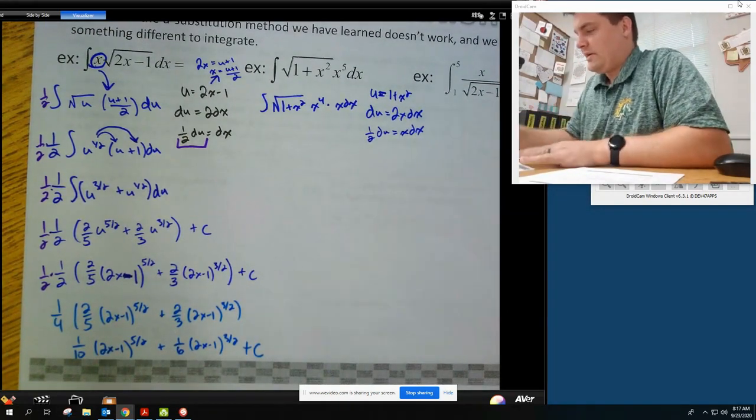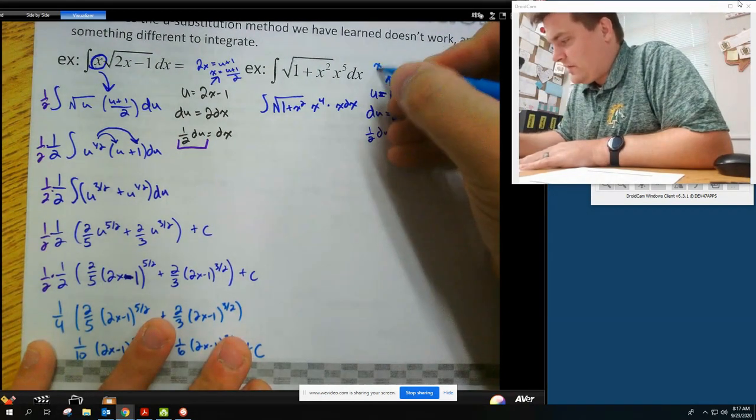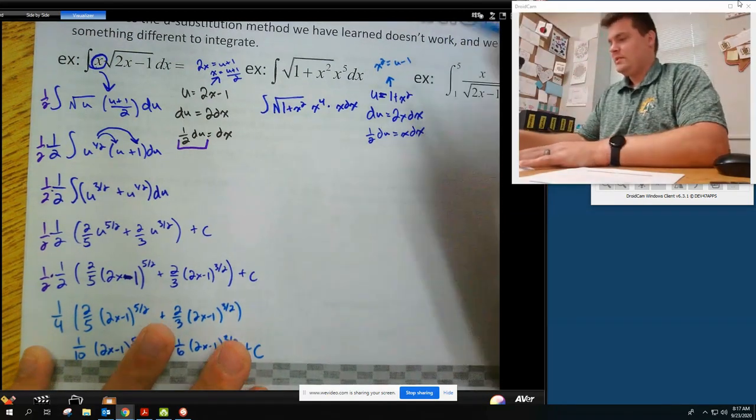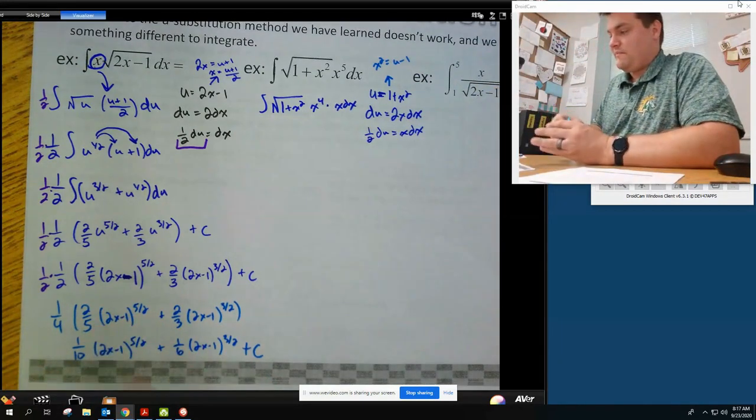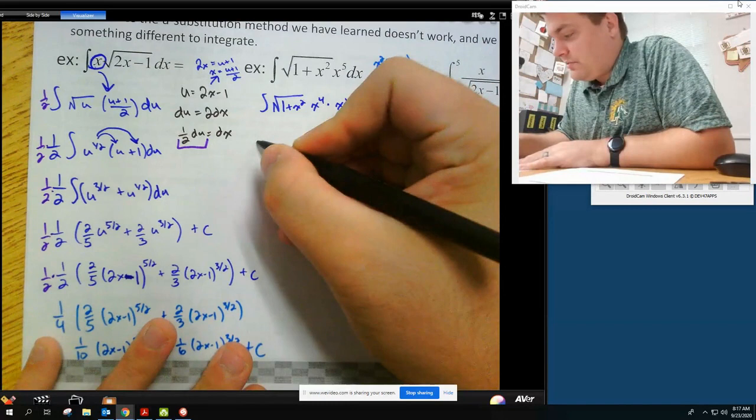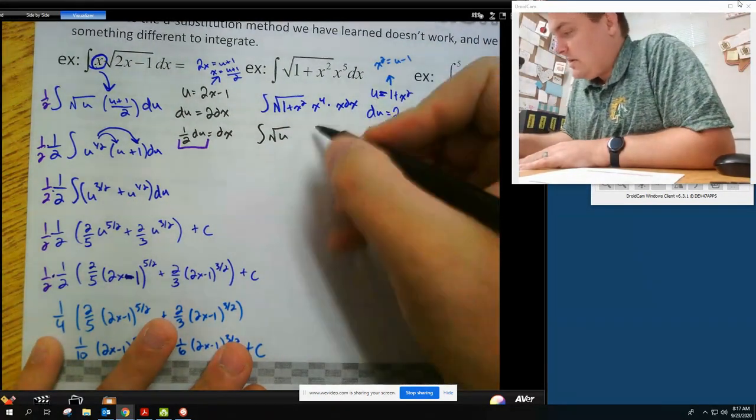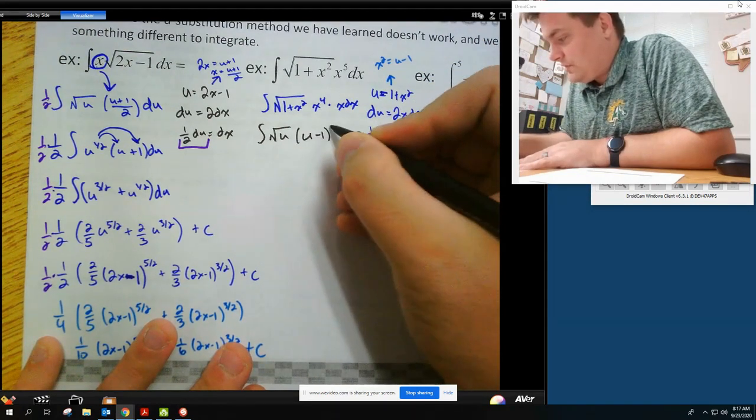Well, that's where I can go ahead and do a little bit of work here. Isn't x squared equal to u minus 1? So if I square that again, that'll give me x to the 4th. So now I'm ready to go for u sub here. I'm going to get square root of u, okay? And this is going to turn into u minus 1 all squared.